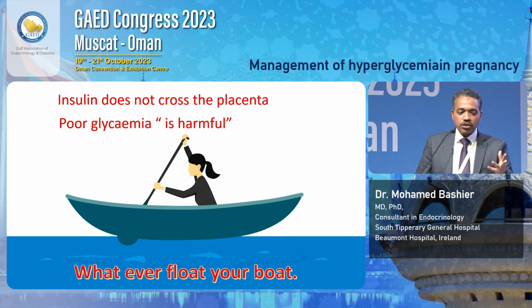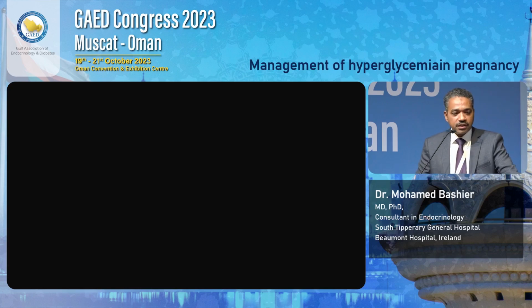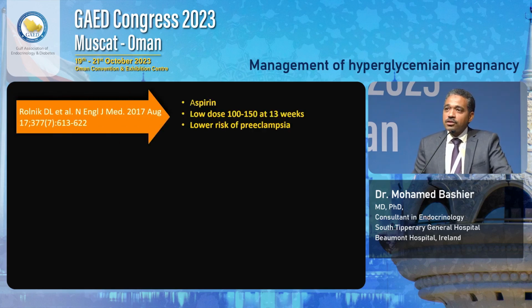Bolus insulin, the two licensed ones are Lispro and Humalog, and Fast Aspart is also. Lispro and Aspart and Fast Aspart are licensed for use in pregnancy. Now, the last slide here, I'm just going to talk about two things.